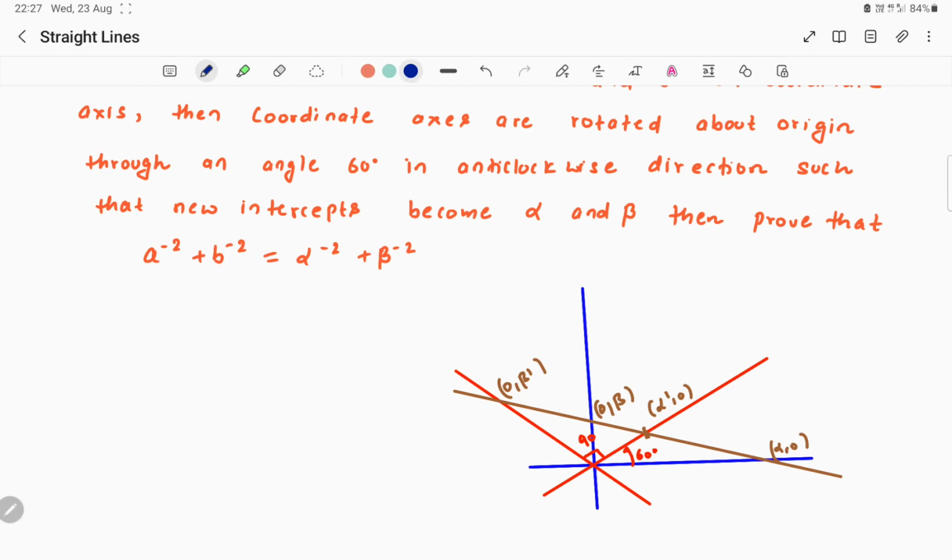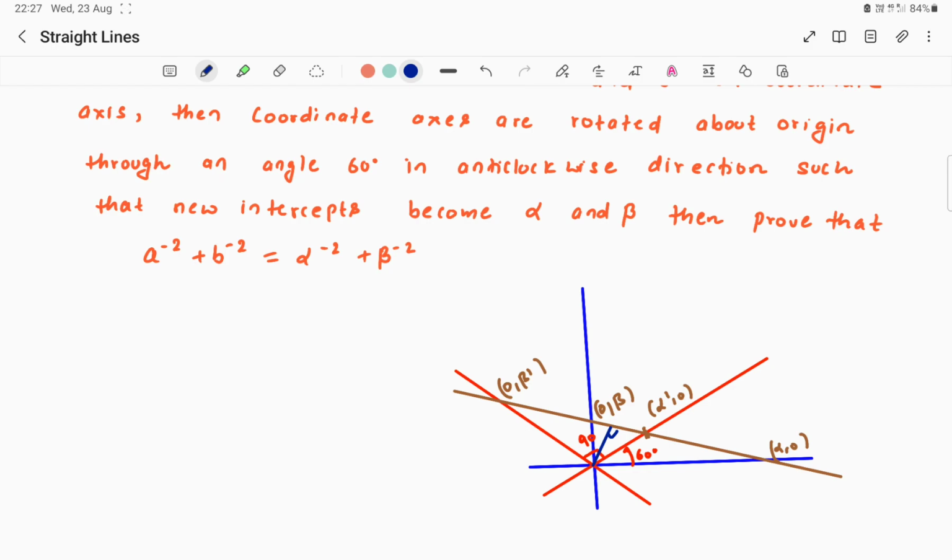Origin position in the initial coordinate axis, as well as in the second coordinate axis, origin has not changed, isn't it? So if origin has not changed, the perpendicular distance of the line from the origin also will not change. Can you get this? Means if I have to draw a perpendicular here from the origin, there will be only one perpendicular, isn't it? So whether you rotate the coordinate axis, you are not rotating the line. Please be clear on this.